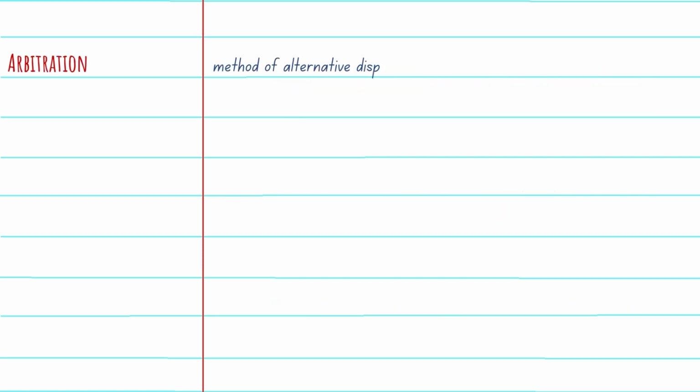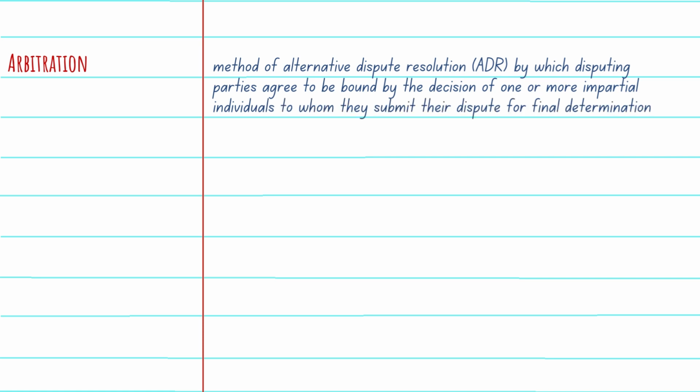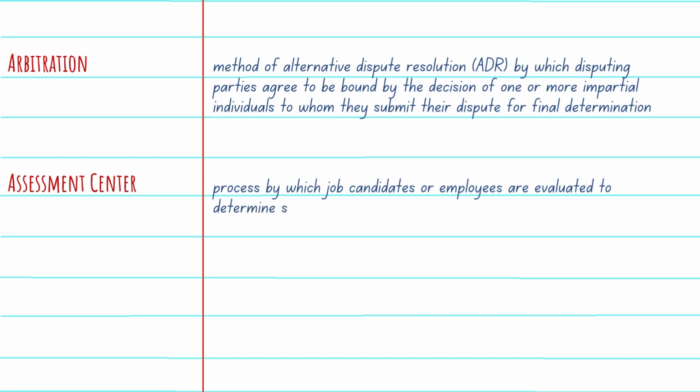Arbitration is a method of alternative dispute resolution by which disputing parties agree to be bound by the decision of one or more impartial individuals to whom they submit their dispute for final determination. An assessment center is the process by which job candidates or employees are evaluated to determine suitability and/or readiness for employment, training, promotion, or an assignment.